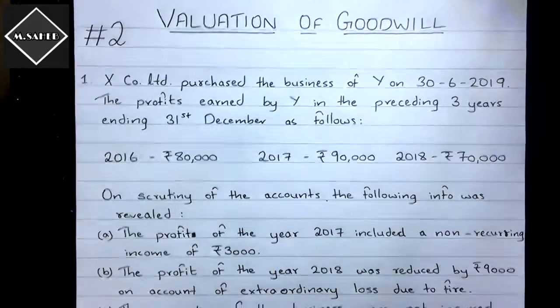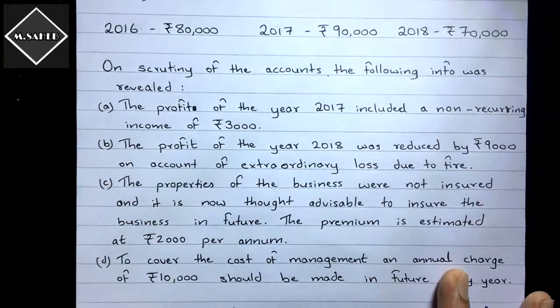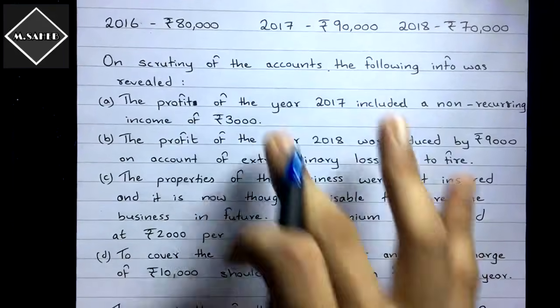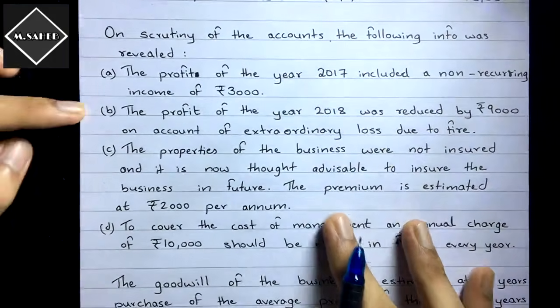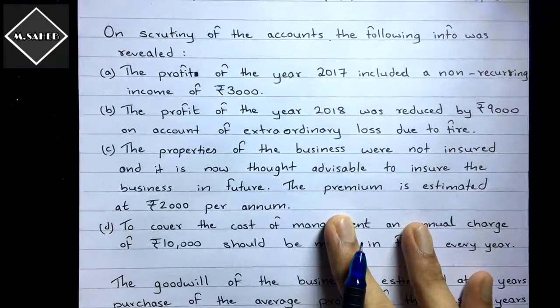Fine. And then they have said, on scrutiny of the accounts, the following information was revealed. Then they have given us some adjustments. You can see A, B, C, and D, right? So 4 adjustments we have been given.